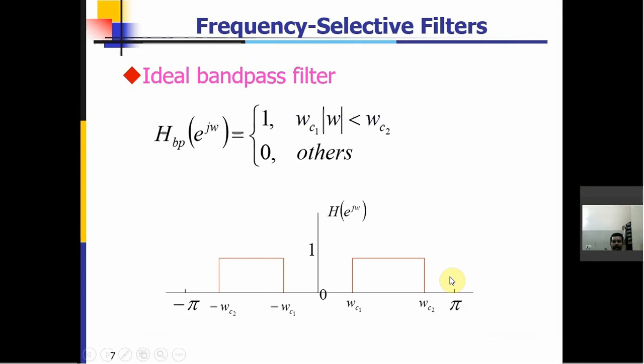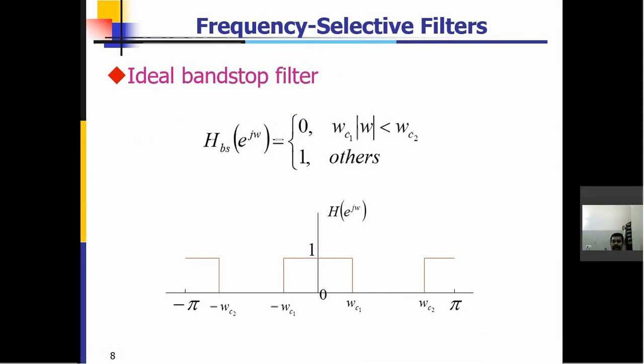Next one, the ideal band pass filter. H bp of e to the power j omega is equal to 1 for omega greater than omega c1 and less than omega c2, and 0 for other values. This is the frequency response of the band pass filter. It has an amplitude of 1 from omega c1 to omega c2, and similarly from minus omega c2 to minus omega c1.